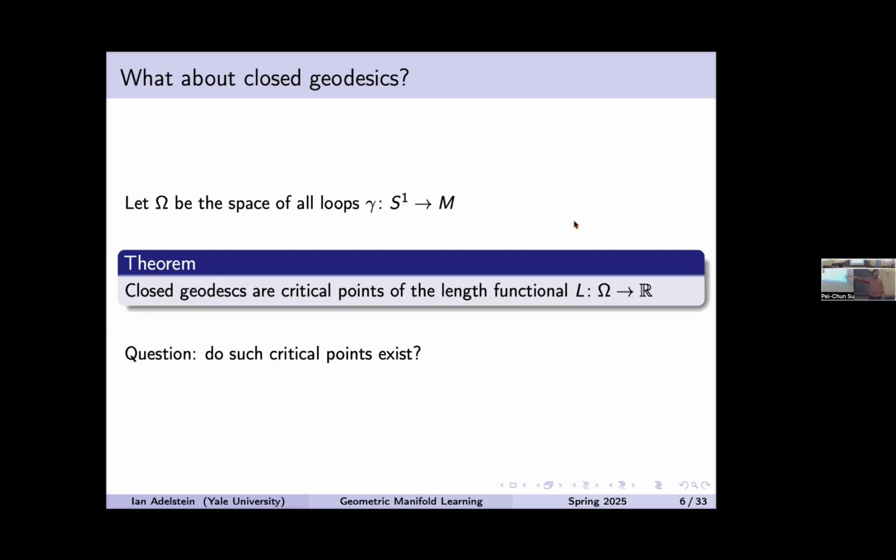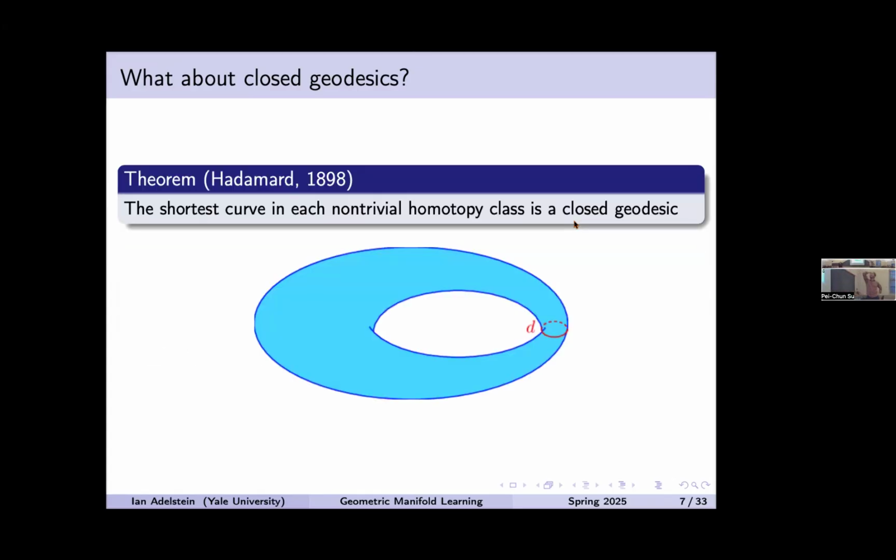The first question is, do I get these critical points? And for the first answer, we have to go all the way back to 1898, Hadamard: the shortest curve in each non-trivial homotopy class is a closed geodesic. So here I have a torus. This is the systole, or the shortest topologically non-trivial curve, and this is a closed geodesic. And you can actually demonstrate this variationally, because this is a minimum within its homotopy class. When you get a minimal curve, then you know it's a critical point of the length functional. You don't have to check every variation. So here, the topology helps us find these closed geodesics.